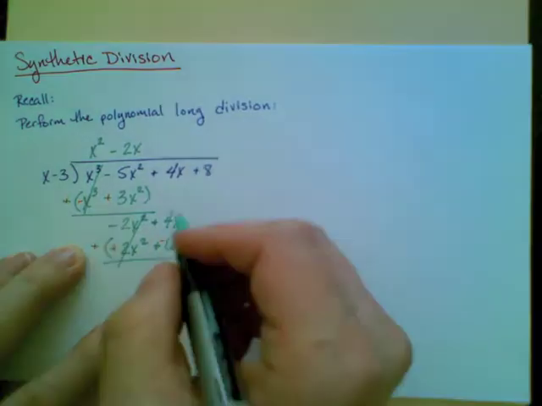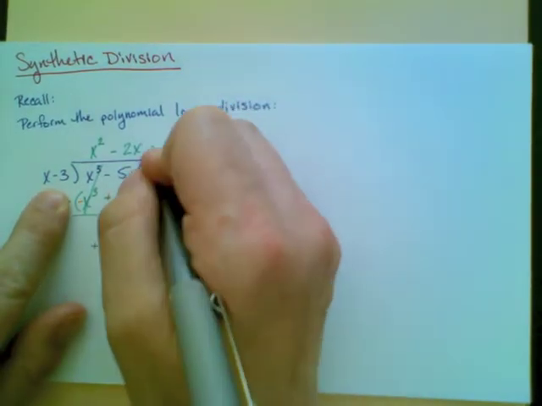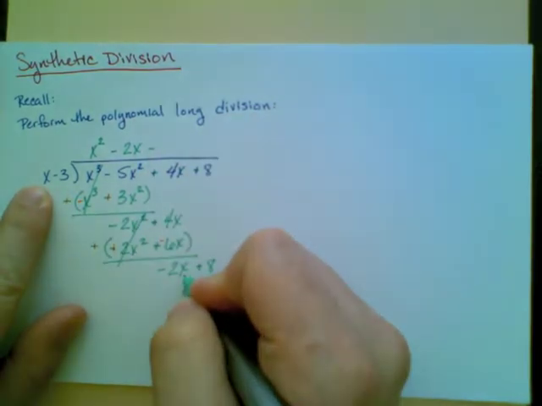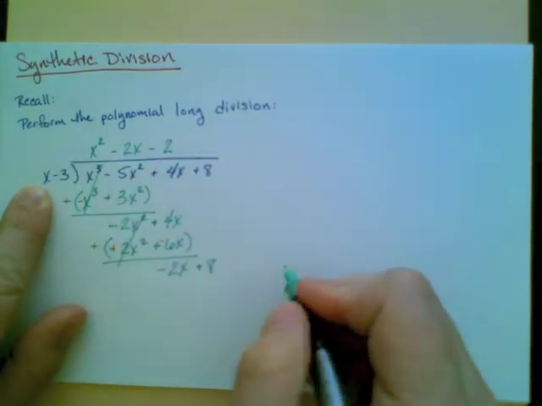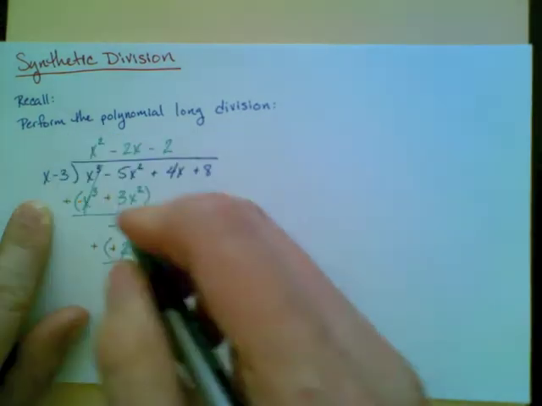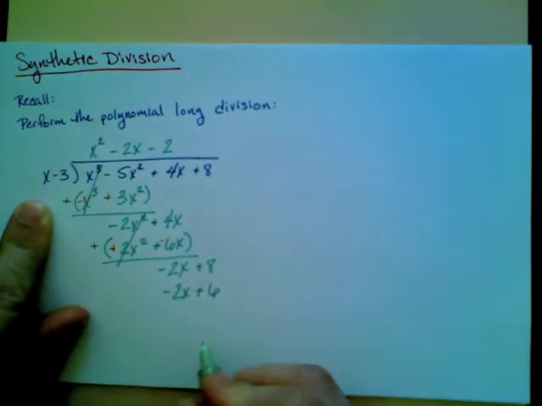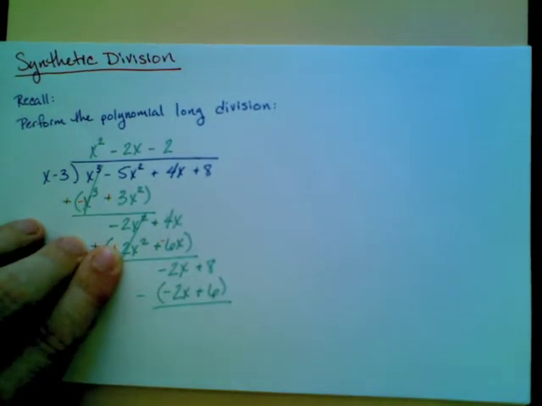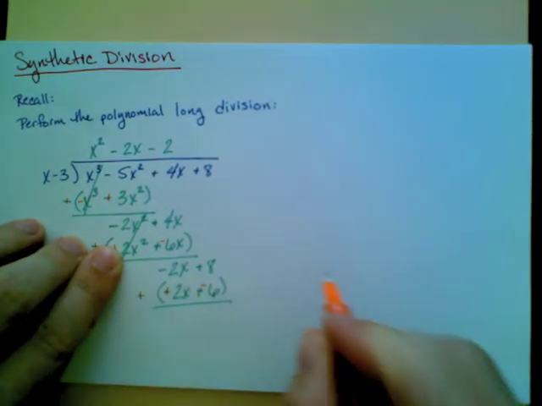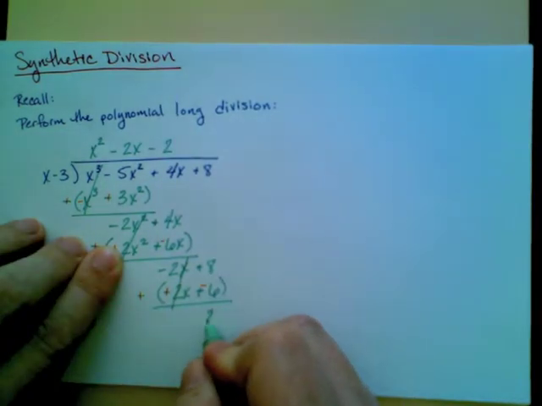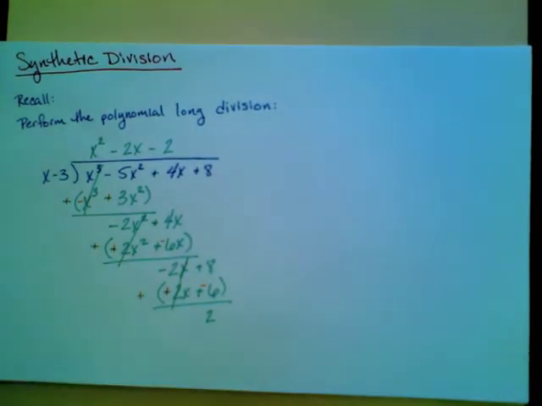So again, what do I need to multiply x by to get negative 2x? And of course that's negative 2. Negative 2 times x will be negative 2x. Negative 2 times negative 3 is positive 6. I'm going to subtract the entire thing. I'm going to distribute my negative. This will cancel out, and 8 minus 6 is 2. So I don't have anything else to bring down.